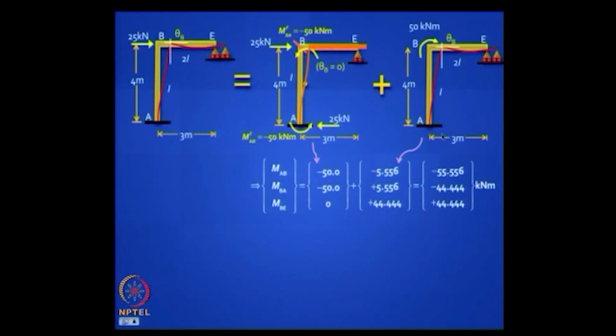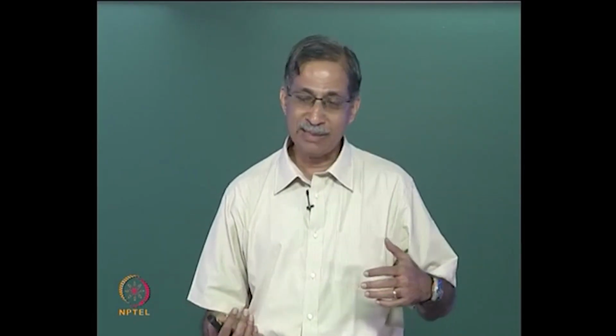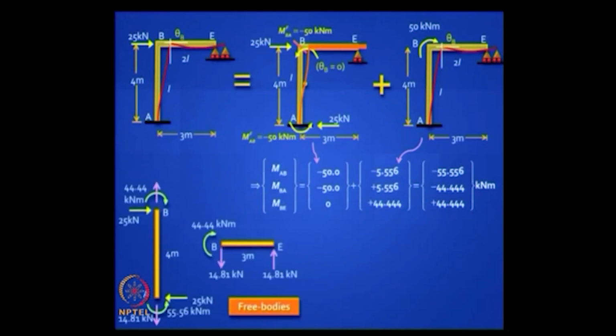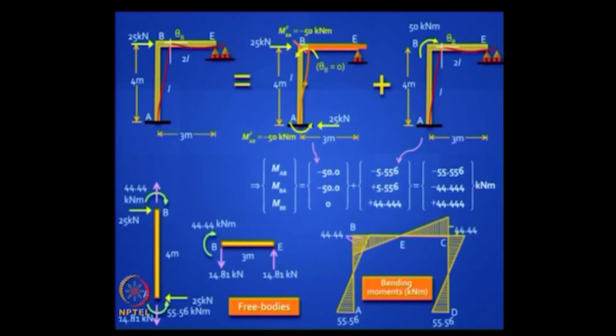You can also use moment distribution to distribute this moment in proportion to the two relative stiffnesses. What is the stiffness of AB? It is a cantilever, it is 4 EI only if B is prevented from translating. So it is EI by L, and what is the stiffness for BE? 3 EI by L, of course the corresponding EI and the corresponding L. So you can work it out either way, you will get the answer, draw the free bodies, you got the final moment diagram. This is easy to do, but now let us apply this to a really difficult problem.